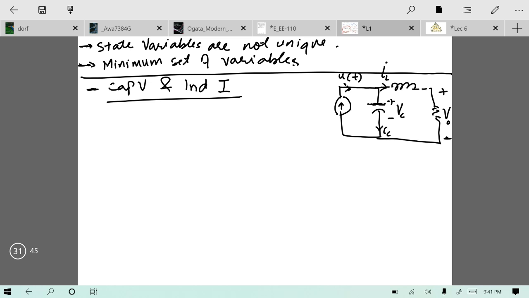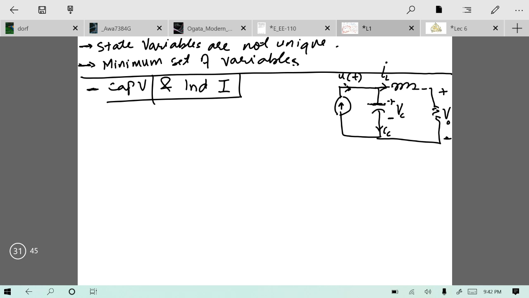By using KVL or loop analysis. However, the point is that there are multiple options from which you can select your state variables. As a convention, normally we choose capacitor voltage and inductor current as state variables. It keeps our calculation simple, and these are the most famous state variables whenever we have a capacitor and inductor in a circuit. So capacitor voltage and inductor current are the most desirable options for your state variables.